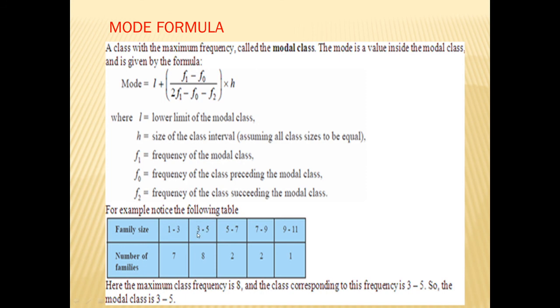So the L value is clear. And for this modal class, this is the frequency, F1 is clear. And this one is F0 and this one is F2. Substitute all the values so that you can find the modal class and even the mode of the given frequency distribution table also. Okay.